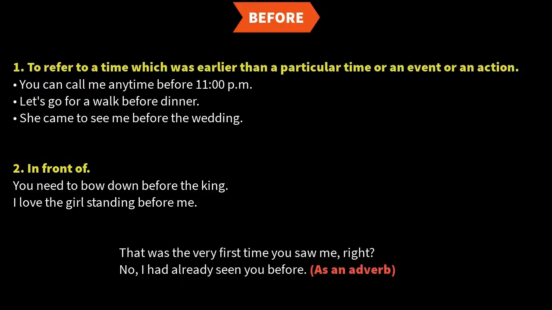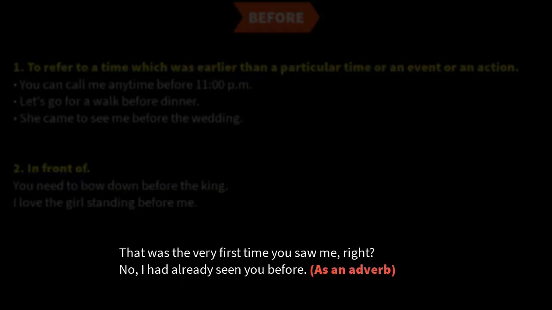Remember, it can also be used as an adverb when it does not have a noun after it. For example, that was the very first time you saw me, right? No, I had already seen you before. Here it's working as an adverb, not a preposition. Alright, that's before, guys. Let's talk about the next preposition, behind.